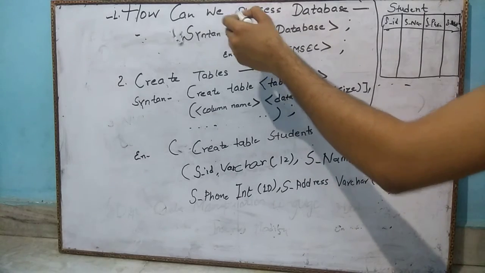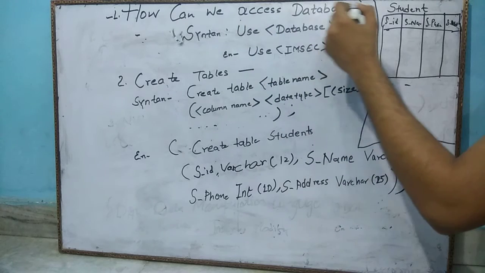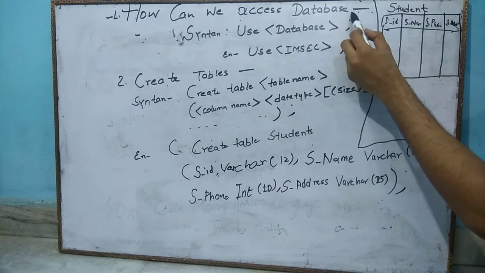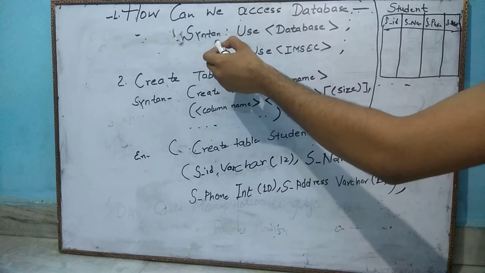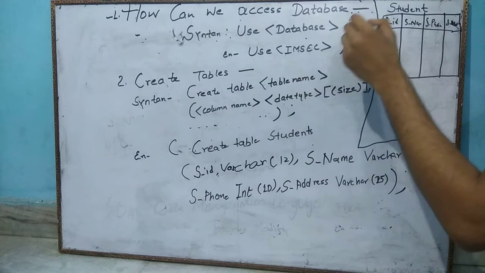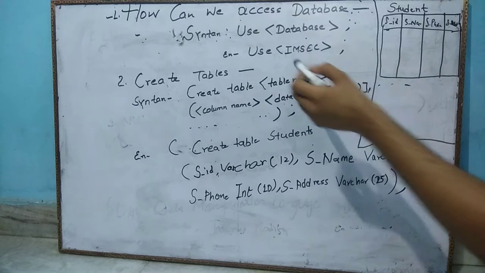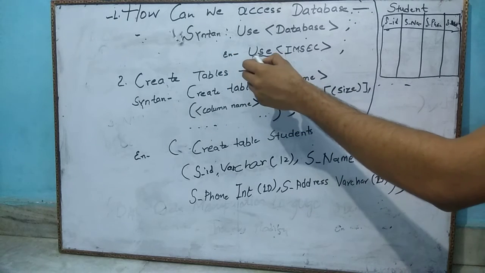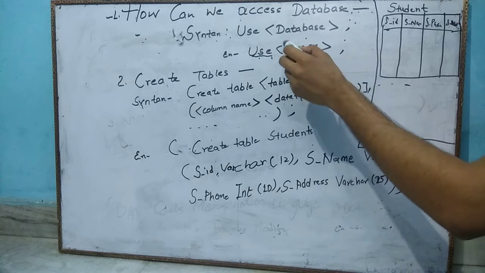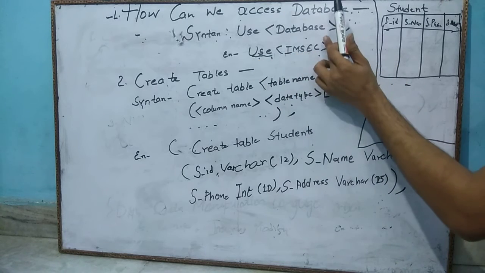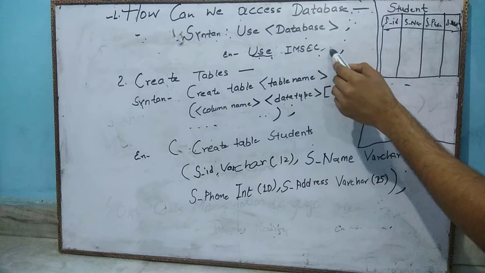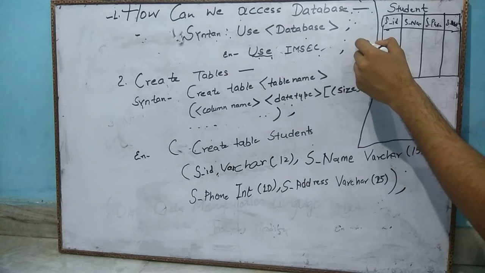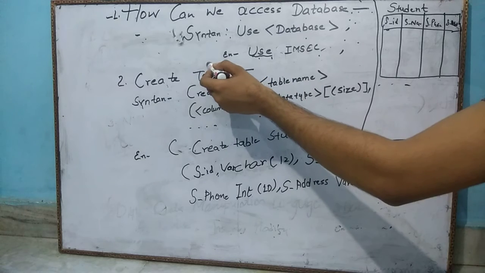After all this theory, now how can we use SQL in a database? So first, how can we access our database? The syntax is USE database name and semicolon. For example, there is a database IMSCC. We use the syntax USE IMSCC semicolon. Now, after using the database, we have to perform some operations.